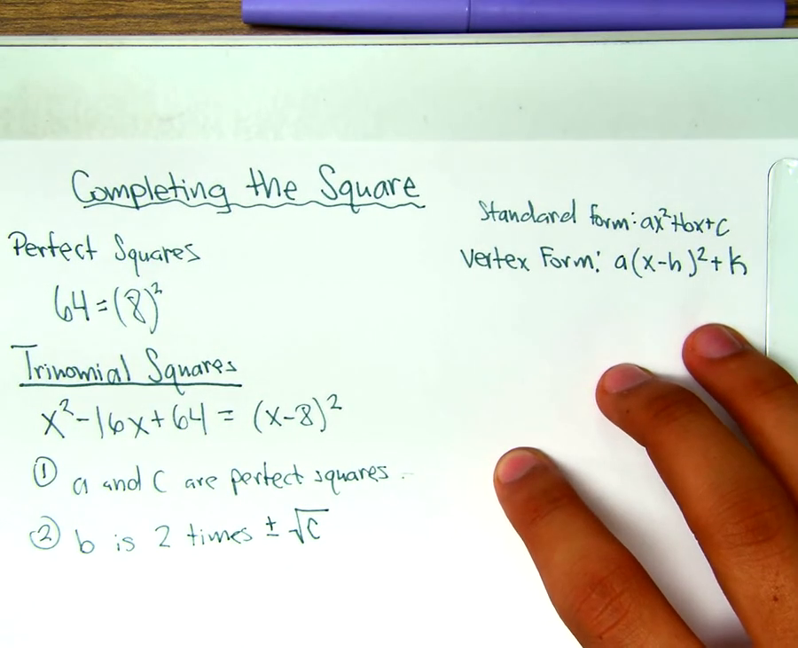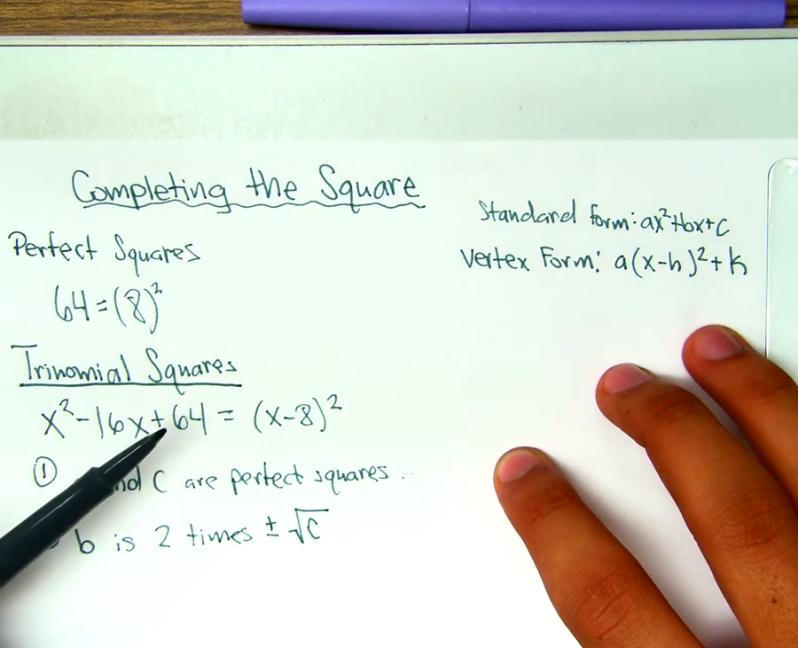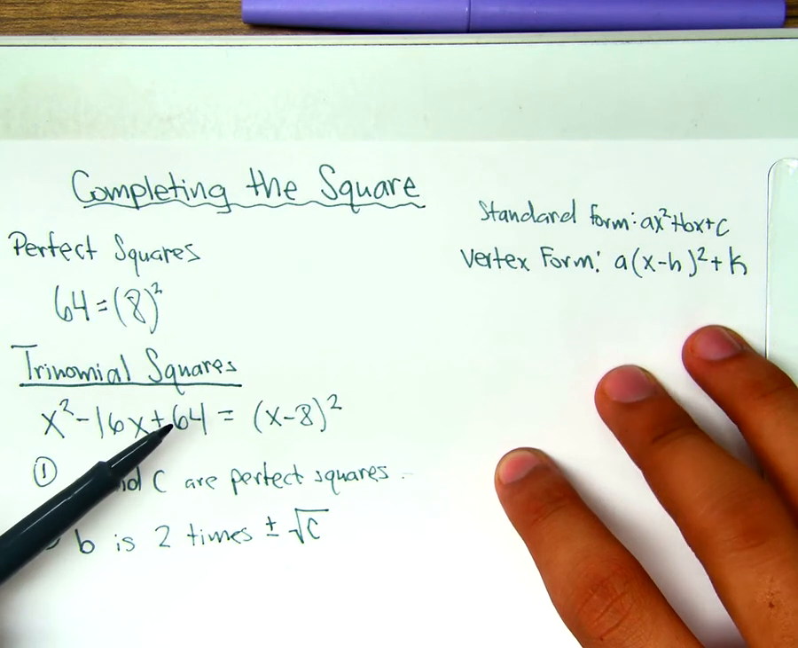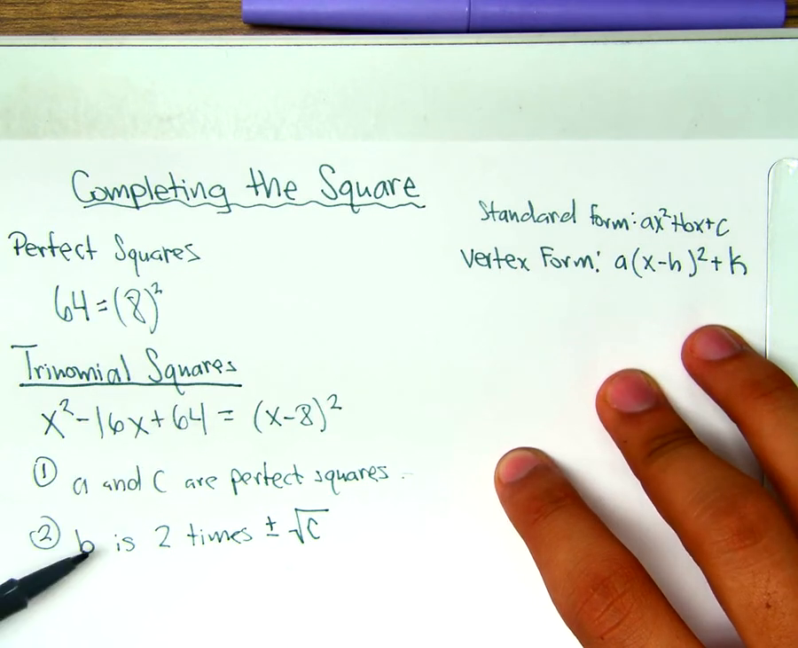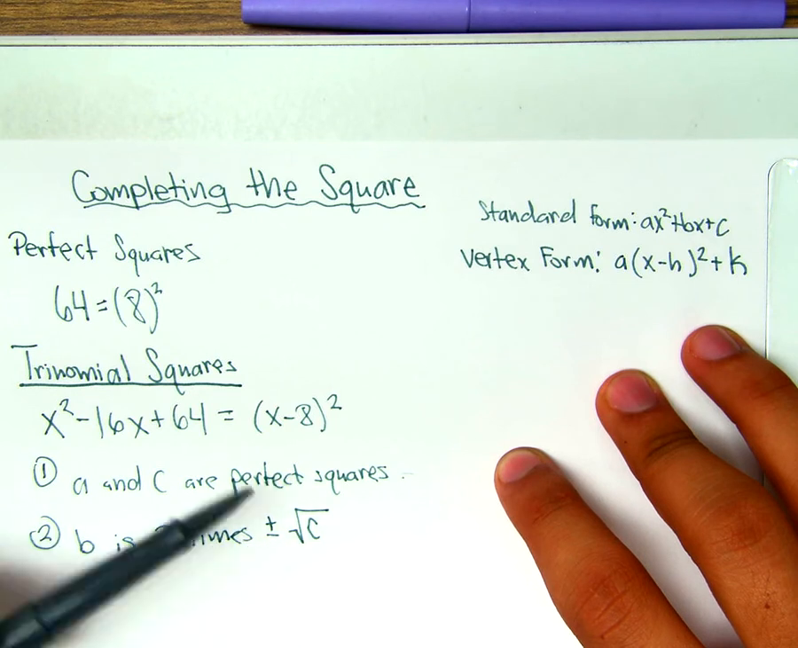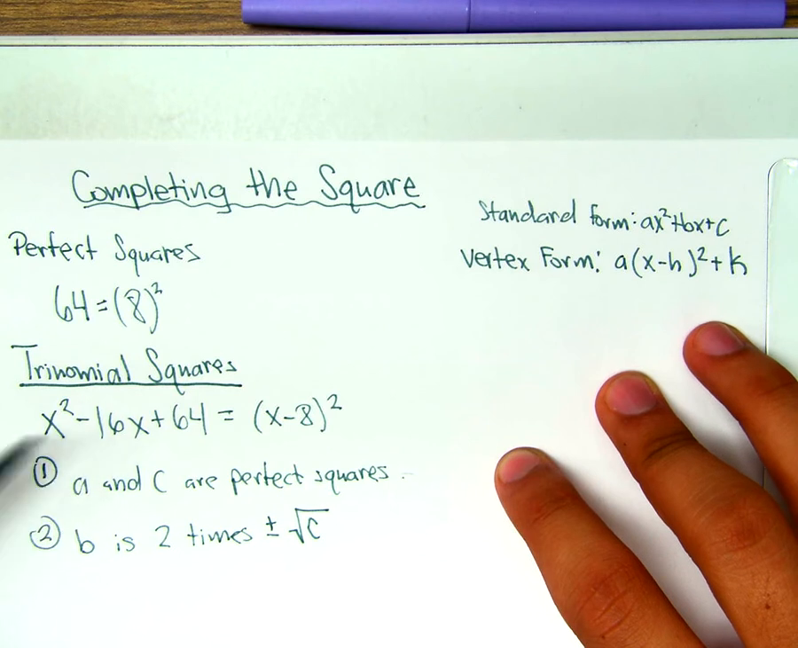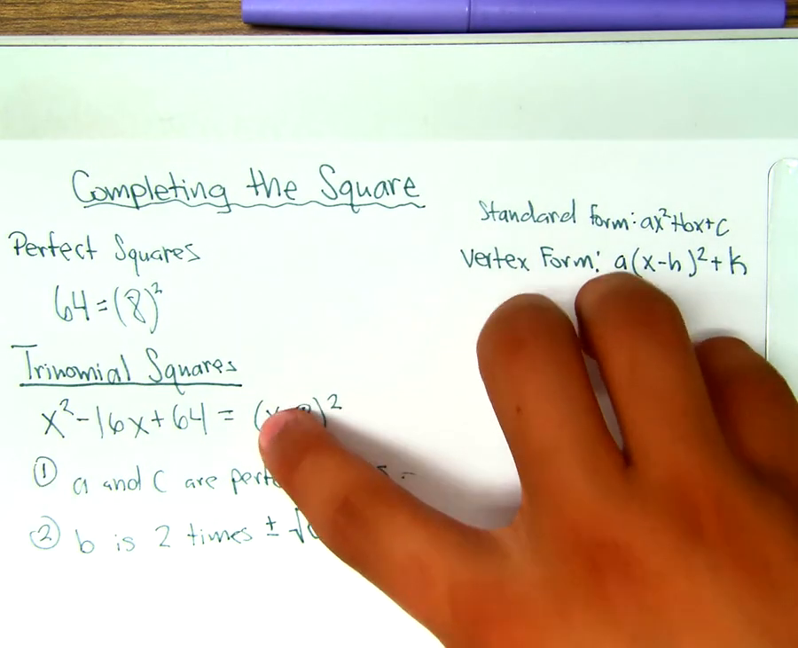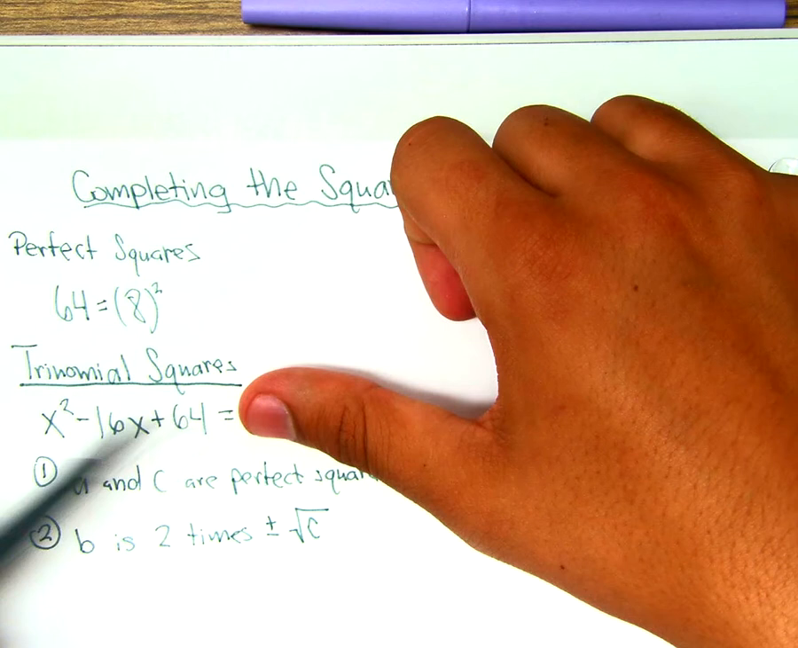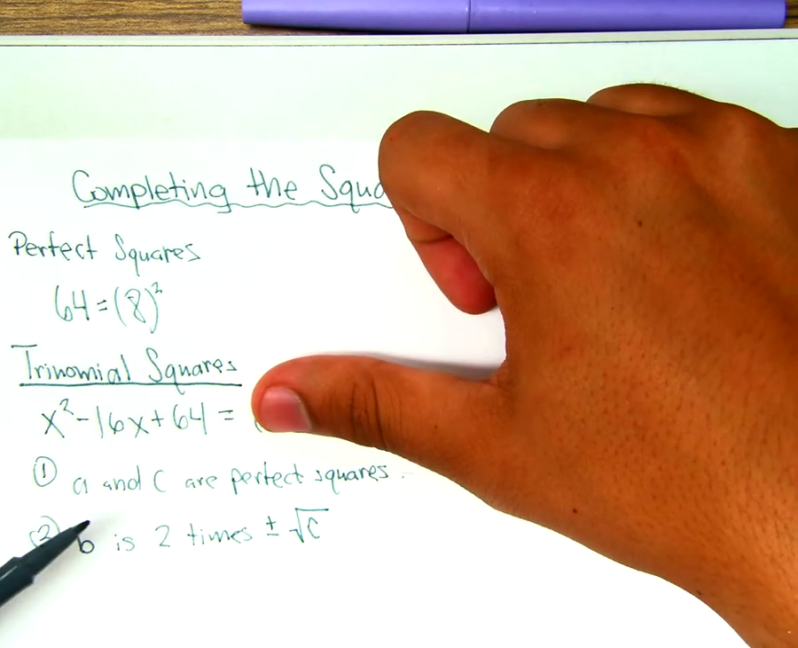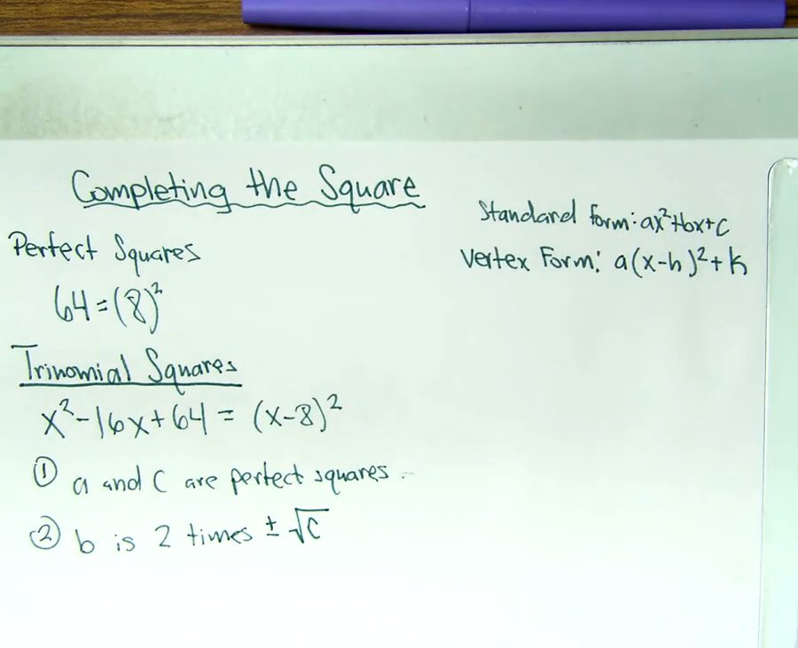Okay? So if we look here, A is 1 and x times x is x squared. And C is 8 times 8, or negative 8 times negative 8. And then our B is 2 times plus or minus square root of C. Our B is 2 times negative 8, which is negative 16. So if I didn't tell you, you'd be able to look at your A and C and tell that this is a trinomial square. Alright? So today, that's kind of like the base. That's what we're building everything on.